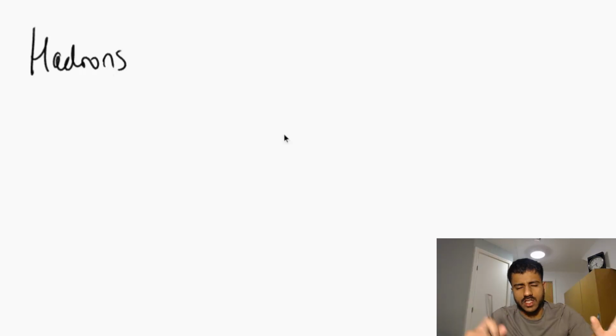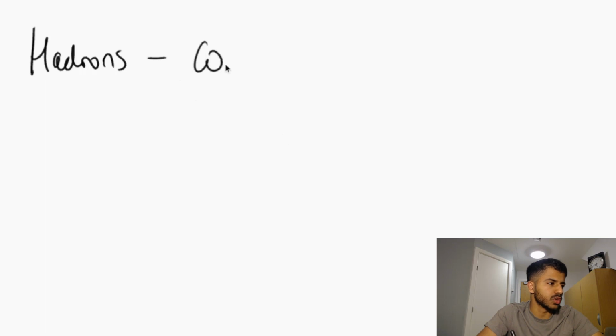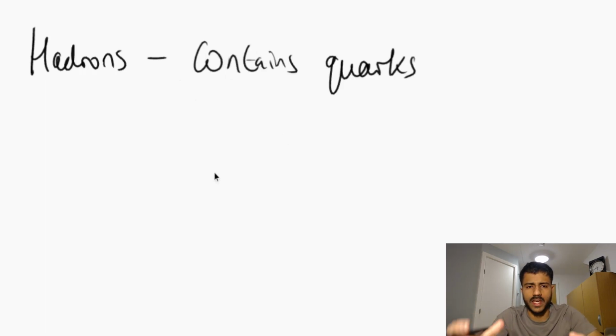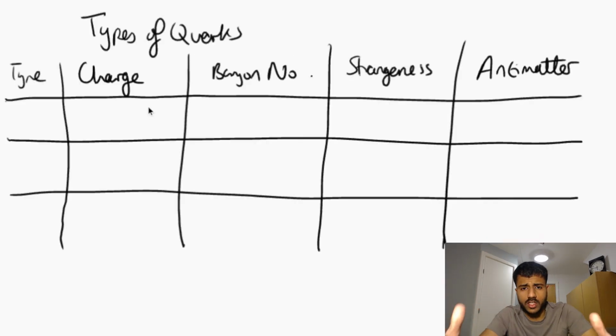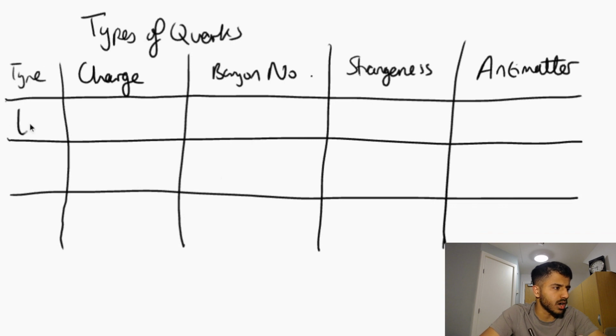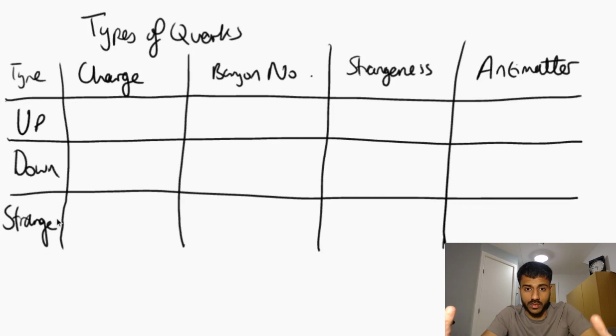Now, what separates the difference between hadrons and leptons is that hadrons contain something that is called quarks. These hadrons are made up of these so-called quarks. So let's delve into the types of quarks that you need to remember for your exam. So the three types of quarks that you need to know are called the up, down, and strange quark. So let's look at some of the properties of these quarks.